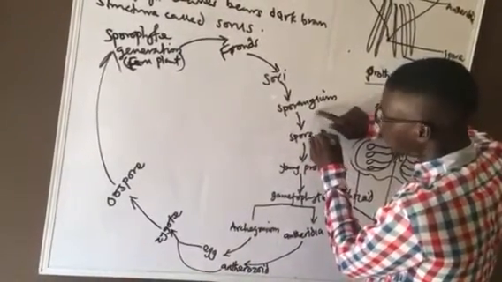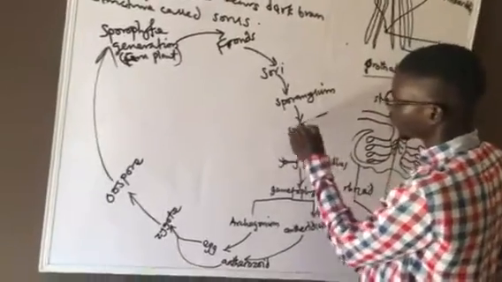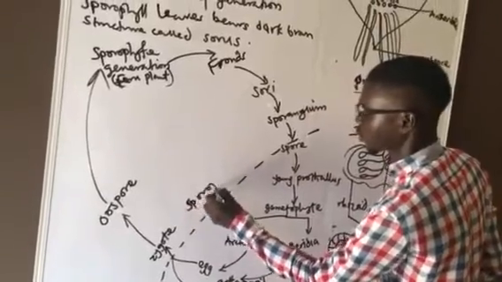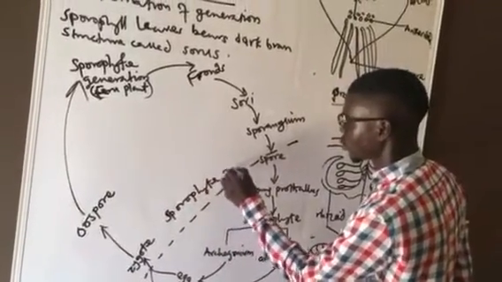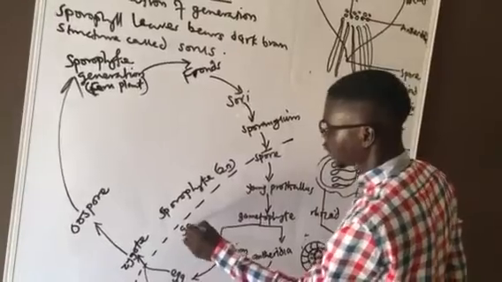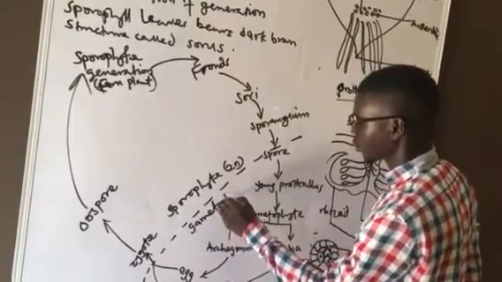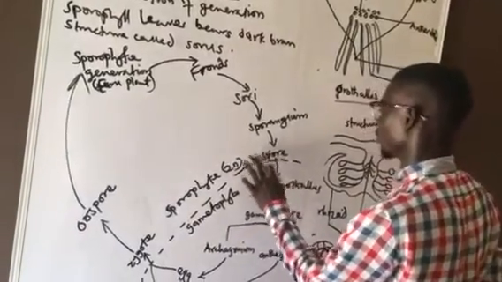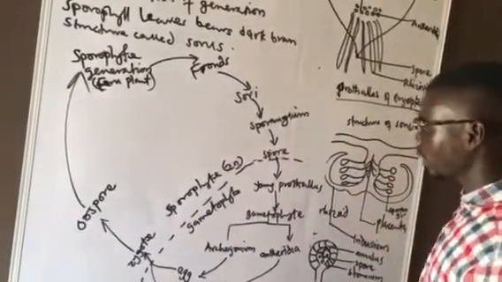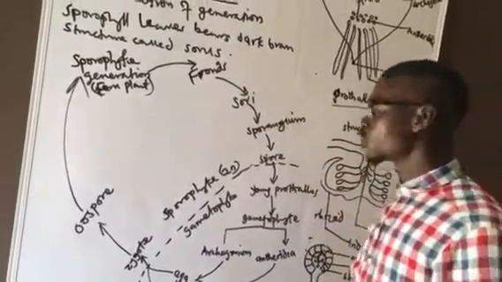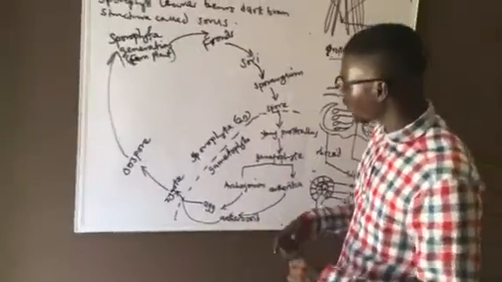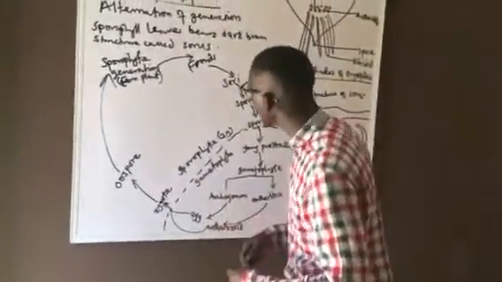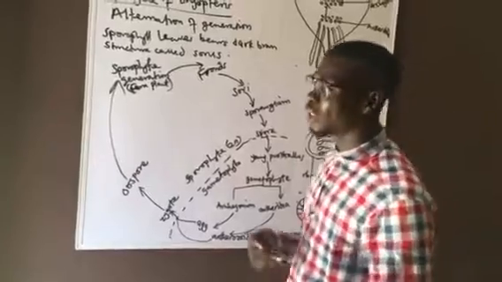Let's say this is a sporophyte, 2N, and this is a gametophyte. The spore is still 2N. So there is conversion of sporophyte to gametophyte, and there's also conversion of gametophyte to sporophyte. That is how the life cycle alternates. That is the meaning of alternation of generation.